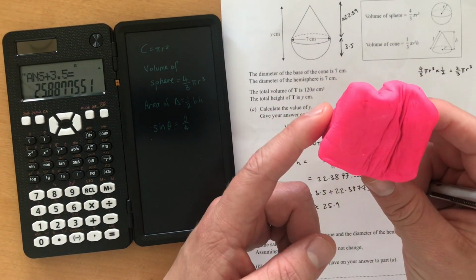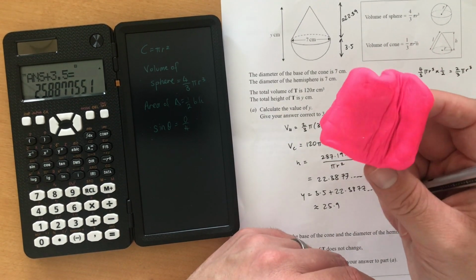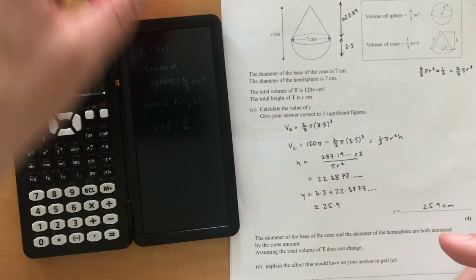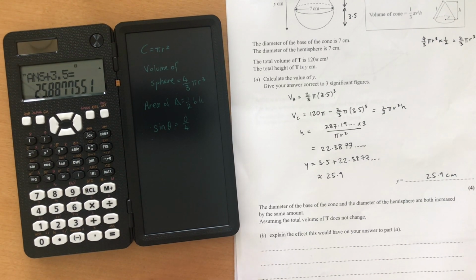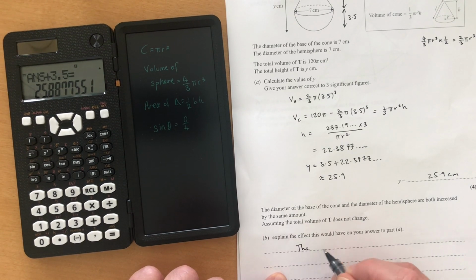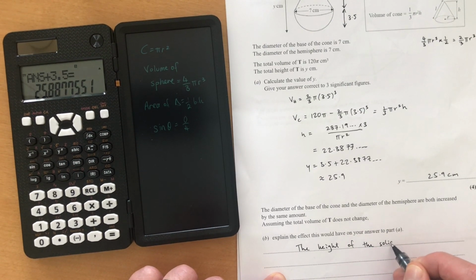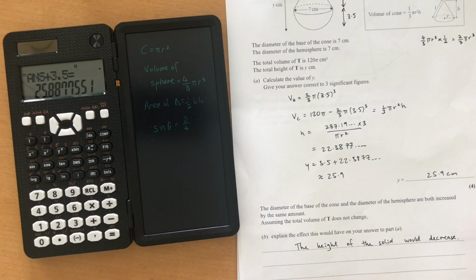What's happened to the height? The solid state, the amount of volume has stayed the same. This width has increased, the height has decreased. So that would be your answer here. Explain the effect that would have on your answer to part A. Y would decrease, or the height of the solid would decrease. Okay, all right, on to the next question.